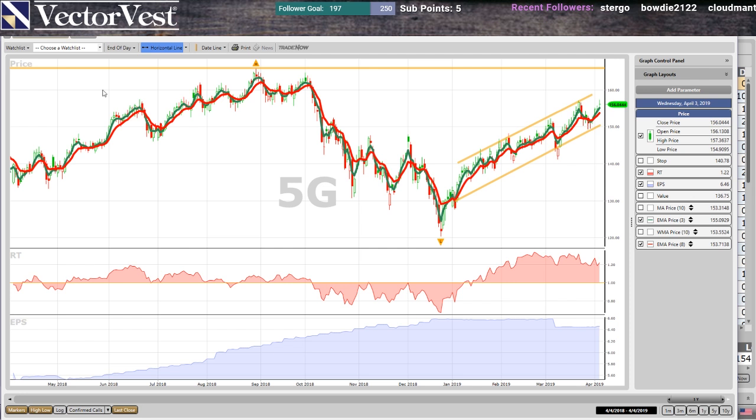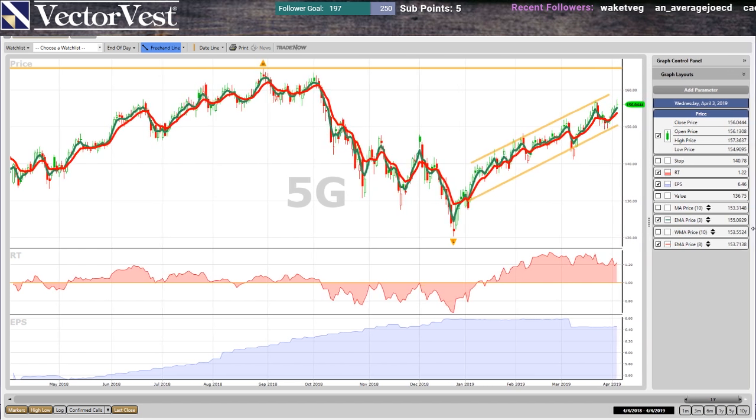Something else to take a look at. And this, without VectorVest, you don't get this information. Something to protect you a little bit. We have an indicator called RT. RT is something called relative timing. It's one of our core proprietary indicators, which is cast on a scale between 0 and 2. When one of our proprietary indicators is above the value of 1, it's favorable. When it's below the value of 1, it's unfavorable. Make that simple. RT, currently above the value of 1.